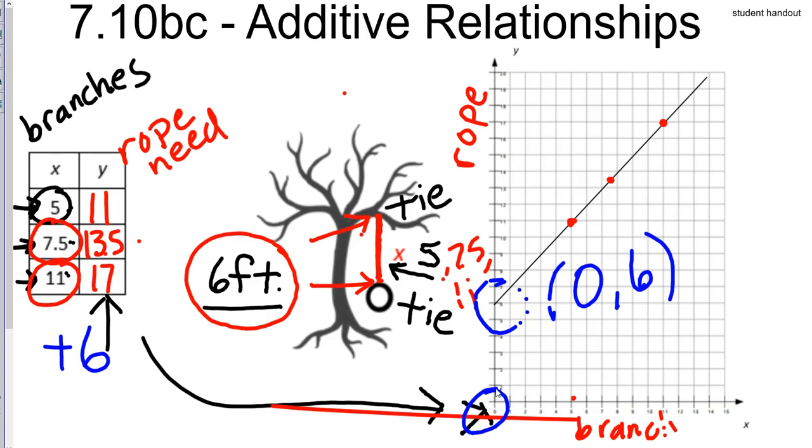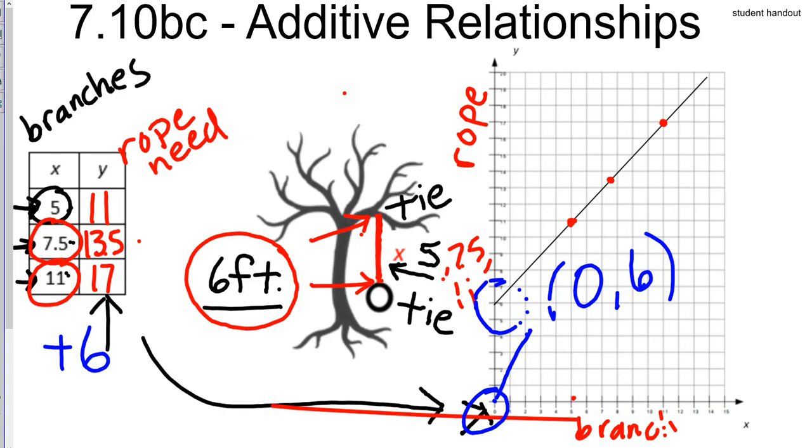Who got 2 cookies per day? Remember Alex? Alex got 2 cookies per day, so it was 2 cookies every day. For Alex's situation, I'm just going to graph it here so we can see it. On day 0, Alex had 0 cookies. On day 1, he had 2. On day 2, he had 4. So we determined that that was a proportional relationship.